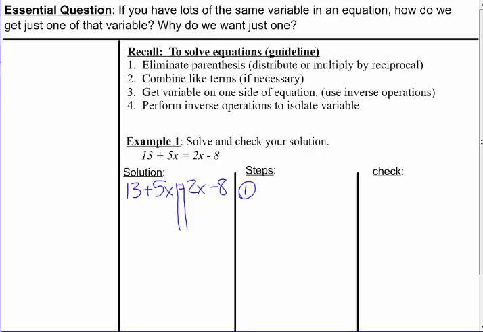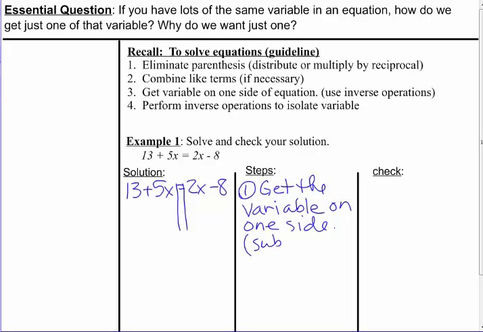So we go to the next, get variable on one side of the equation. So right now we have x's on both sides, a 5x on the left and a 2x on the right. So we want to get the variable on one side. You could do that one of two ways. You can either subtract 5x on both sides, or you could subtract 2x on both sides. I usually like to pick the one that will give me a positive result, but sometimes that's not always possible. You do whichever one you feel the most comfortable with. I am going to subtract 2x from both sides. So minus 2x from the right, minus 2x on the left. Remember, we're using inverse operations. It's a positive 2x, so we do a minus 2x on both sides. On the left, we have 13 plus 3x equals, the 2x minus 2x is 0, negative 8.